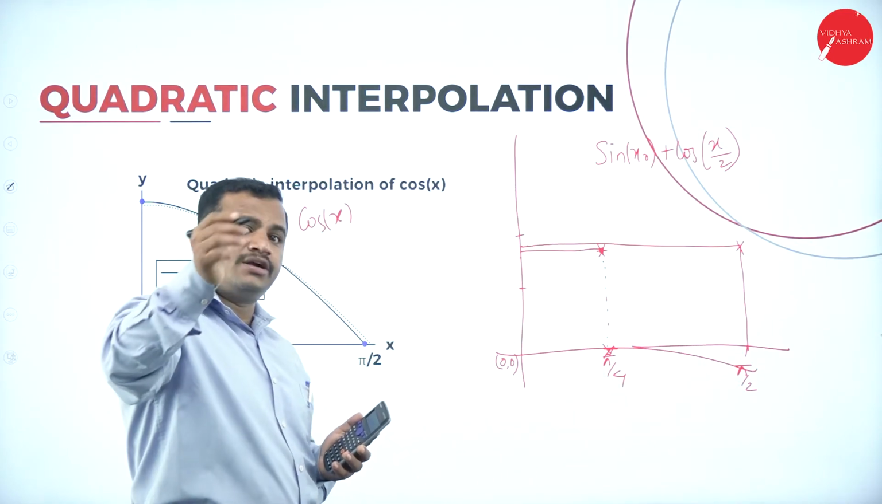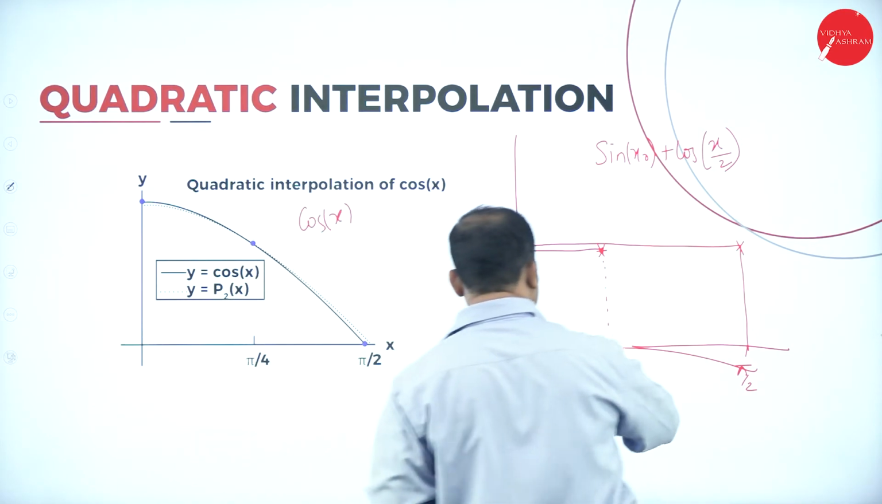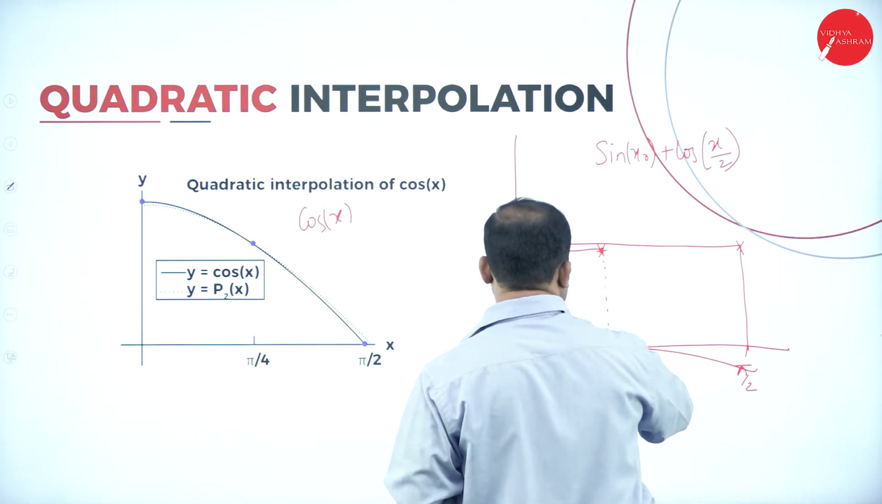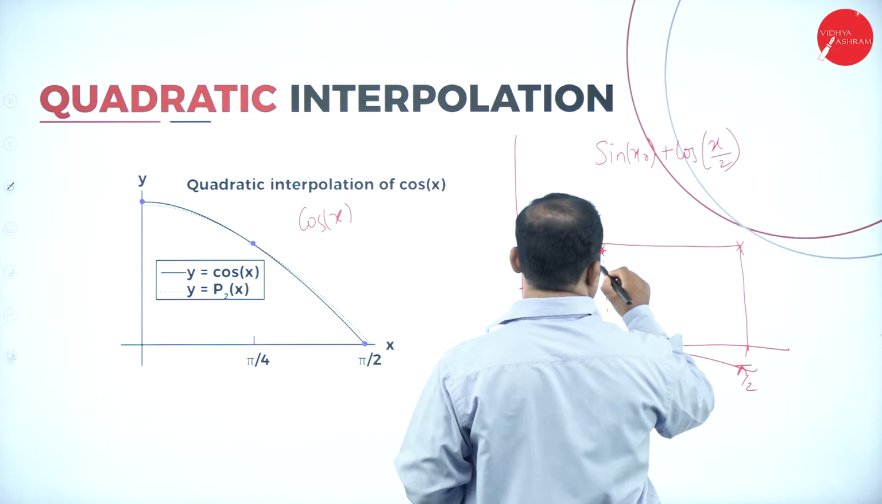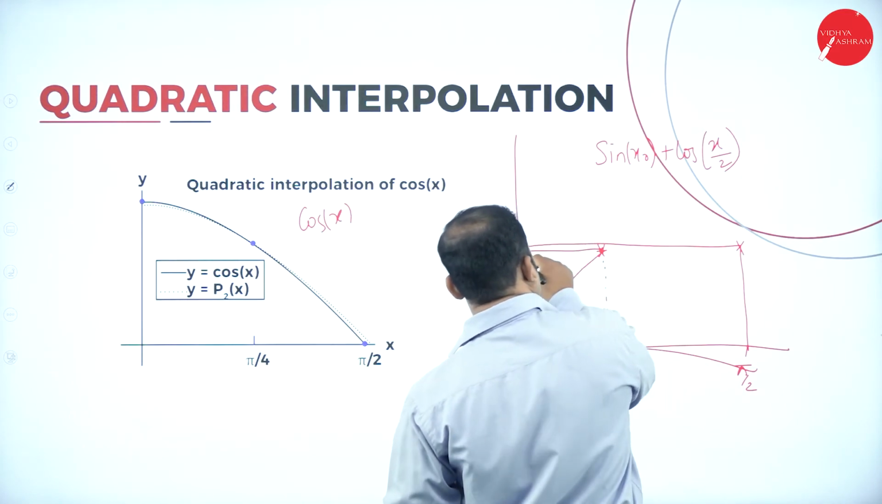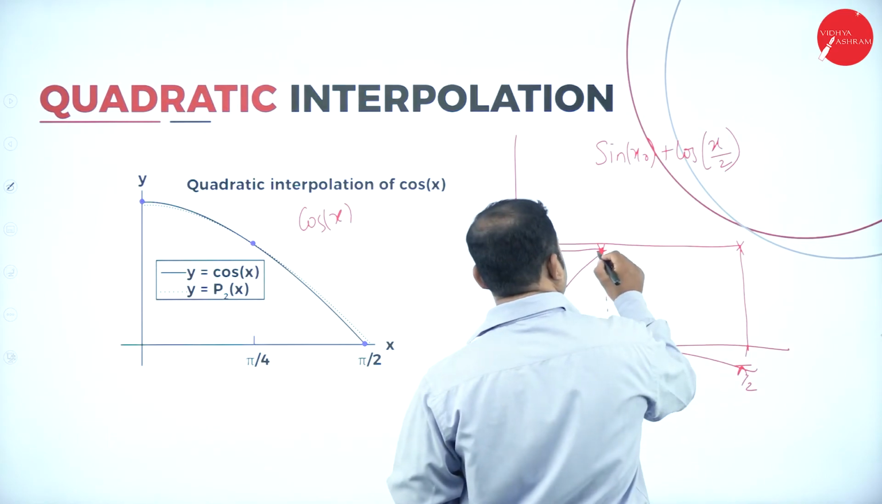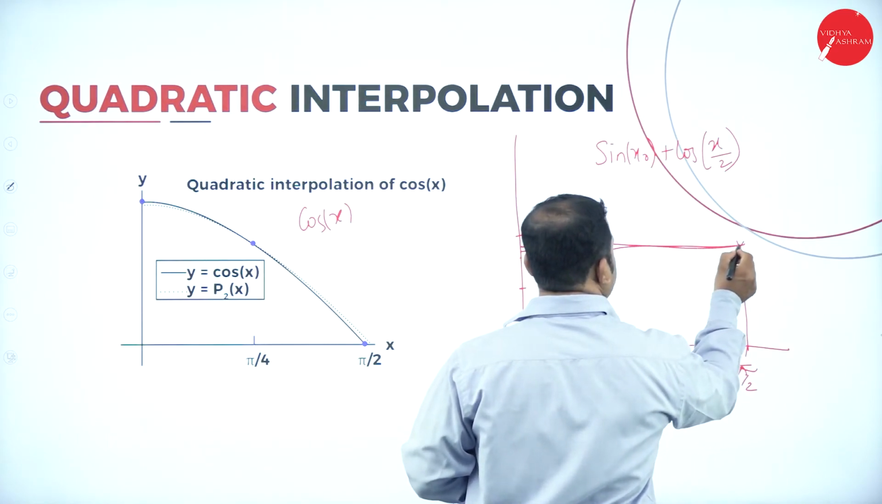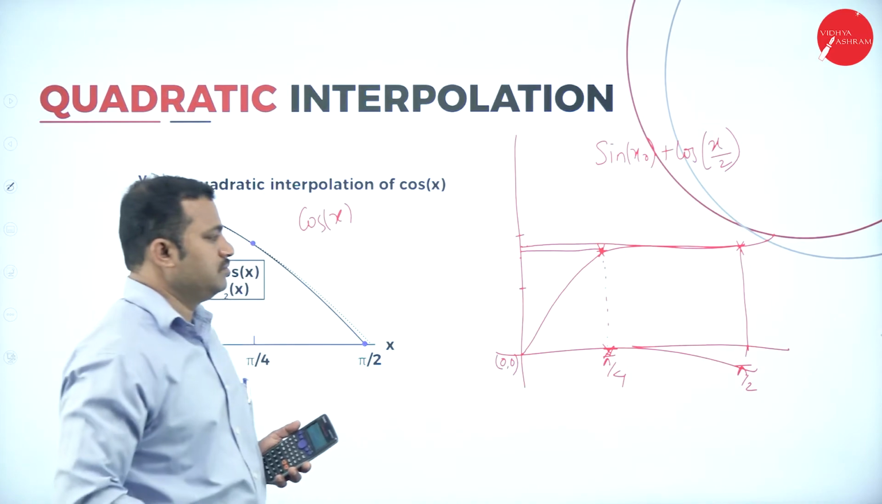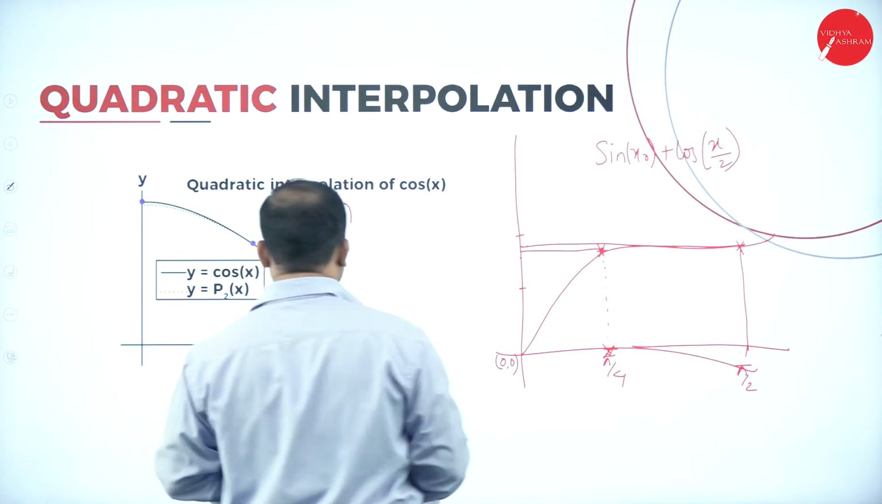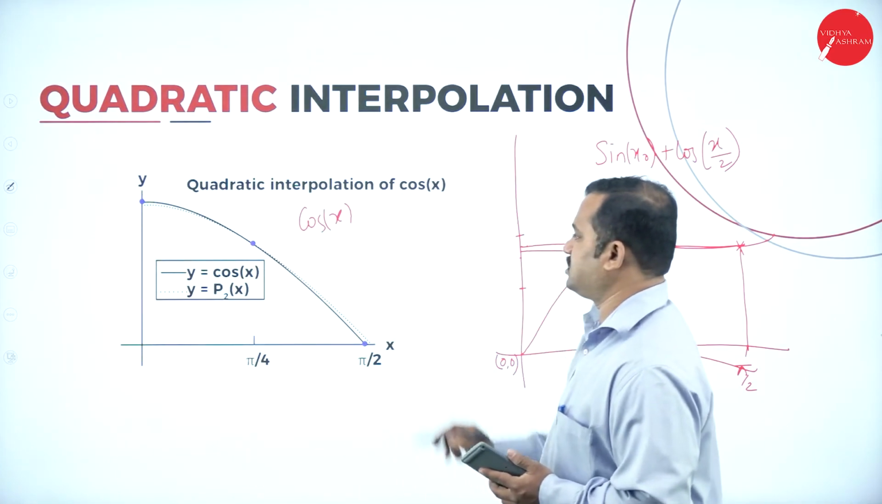So if I draw the curve, what happens? When x equals 0, y equals 0. When x equals pi by 4, it is 1.63 something. When x equals pi by 2, it is 1.7071. So this is how the curve goes. But in this case, the curve goes like this.